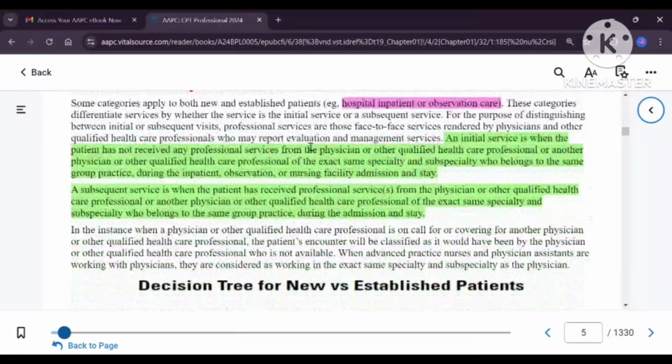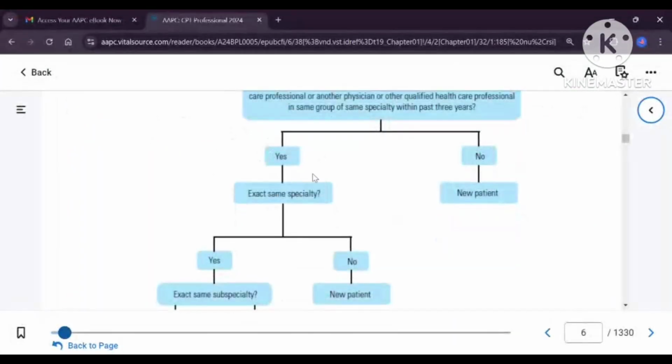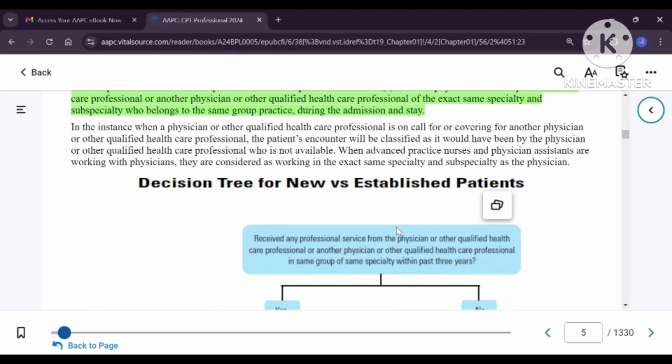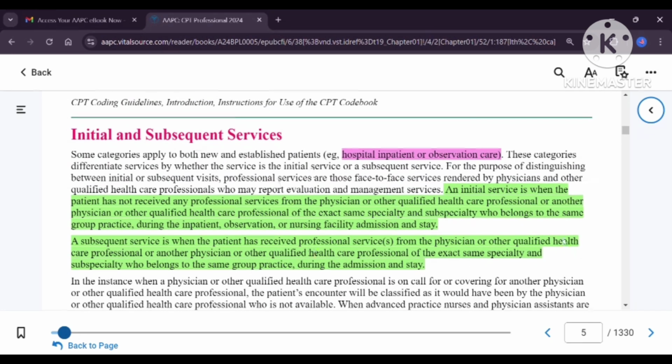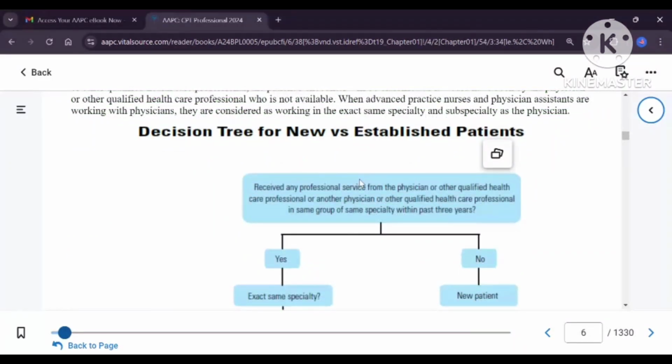Next, we'll move down. In your book, you can see a decision tree for the new or established patient. You can refer to that. With the help of that, you can differentiate a new and established patient. This will be mainly used for some services like outpatient services. For some services, we never consider whether the patient is new or established. Only for certain services we use it, and one among them is outpatient service.